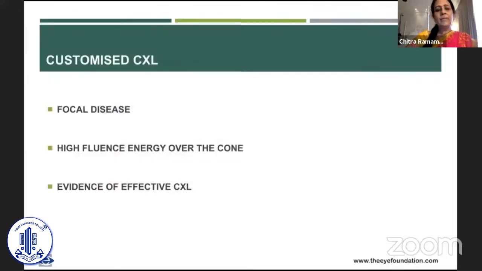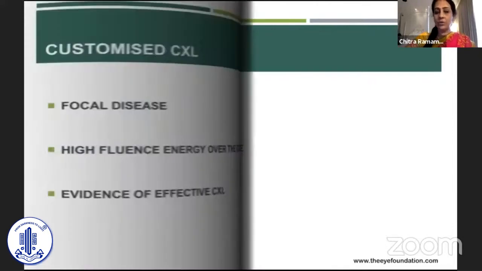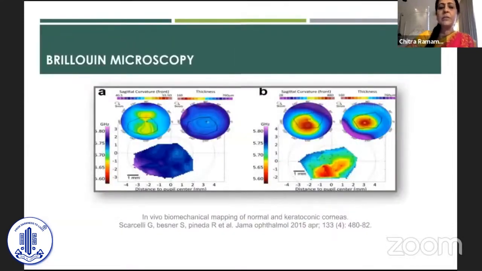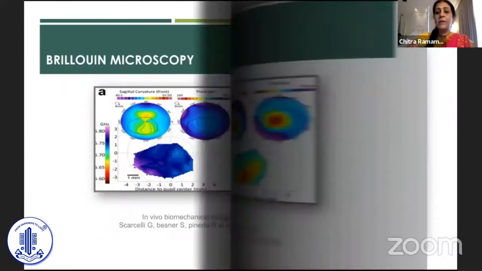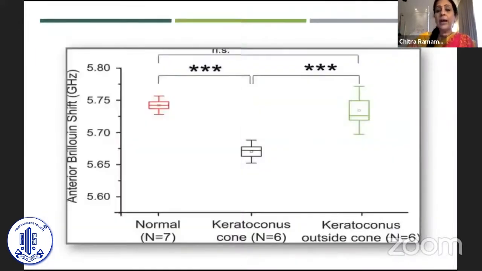While all was said, there was a resurgence of information of customized cross-linking based on the premise that keratoconus is a focal disease, and if you could concentrate high fluence over the cone and lesser over the surrounds, it made sense. And at this point of time, the Brillouin microscopy also told us that the viscosity was lower in the focal area where there was active keratoconus than in the surrounds. In fact, the surrounding area could have normal viscosity based on the focal diseased area, as was shown in some more studies.